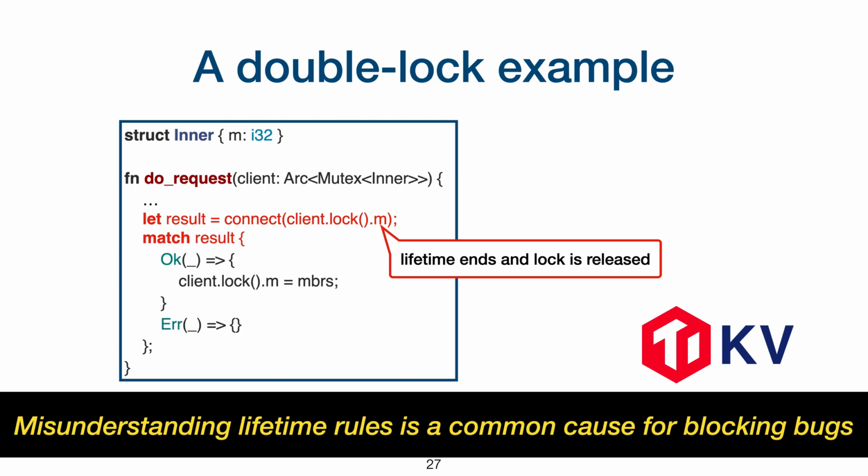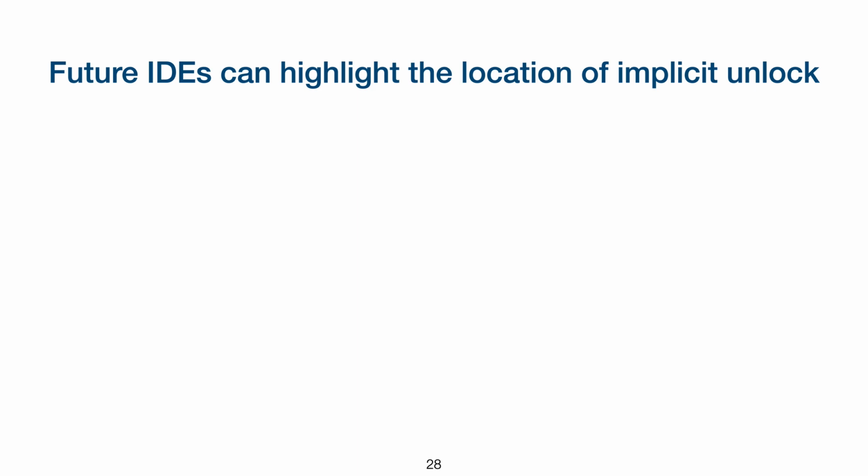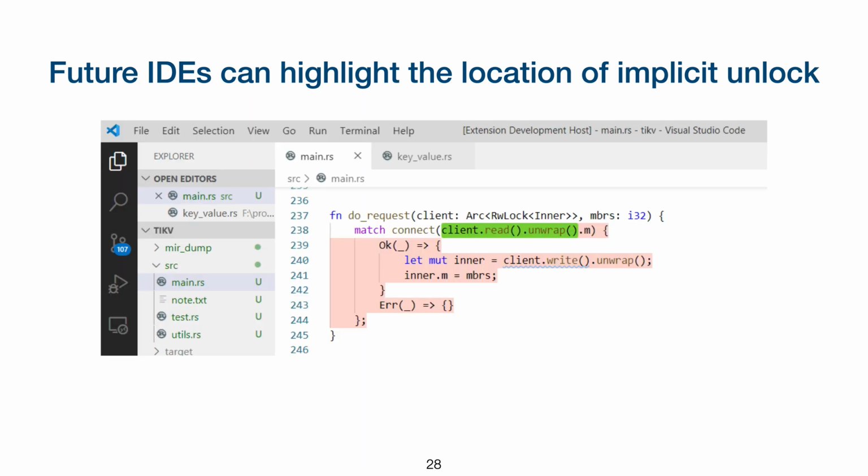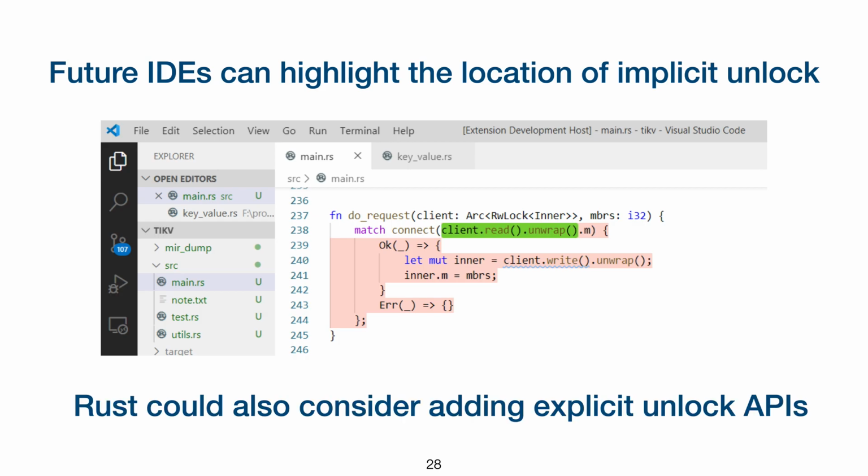We found that the misunderstanding of Rust lifetime rules is a common cause for blocking bugs. We suggest a future IDE to highlight the location of implicit lock. Here is a screenshot of an IDE plugin we developed after this project. It highlights the lock scope for the first lock of the previous double lock bug, so that developers can easily notice the error. We also suggest Rust to add explicit unlock APIs to give programmers more control over the lock scope.